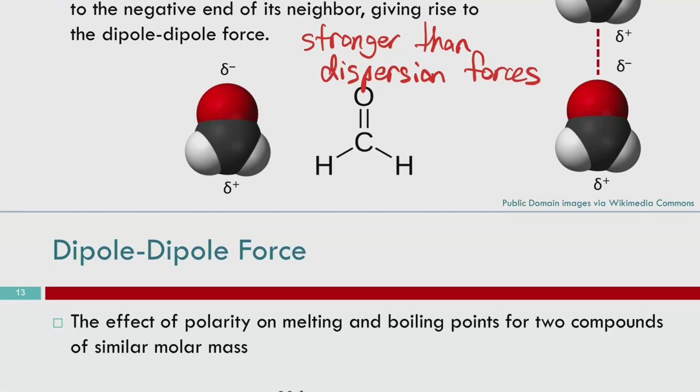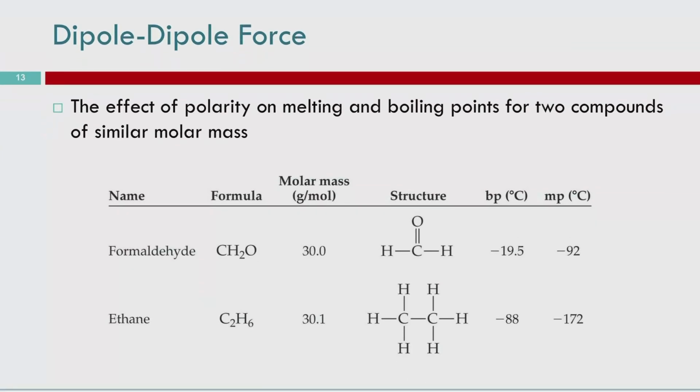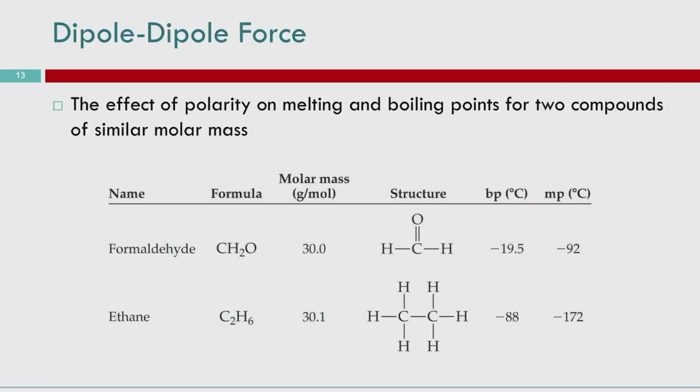We can compare the effect of being polar versus nonpolar for two compounds that have a similar mass. So formaldehyde, the one that we were looking at, and ethane, C2H6, showed up in our example problem. They have a very similar molar mass. They're almost identical. So a molar mass of 30, a molar mass of 30.1. So we wouldn't expect to see a whole big difference in just dispersion forces alone.